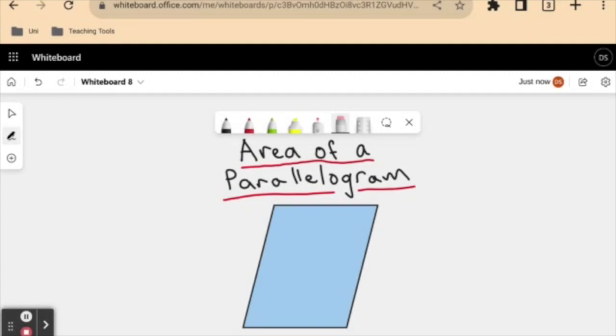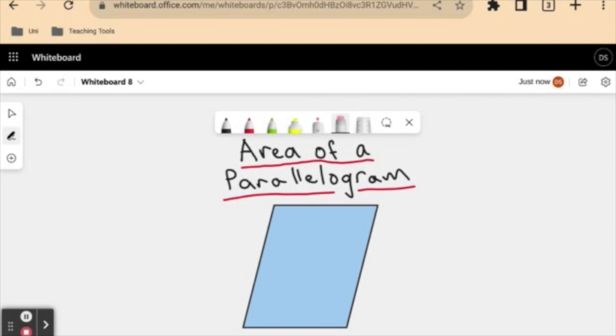Okay, so in the last video, we looked at introducing the idea of area, and we looked at two particular types of quadrilaterals. By quadrilaterals, I mean four-sided shapes, and we looked at a rectangle and a square. Now, today we're going to look at a special type of quadrilateral, a slightly different one. We're going to look at the parallelogram here.